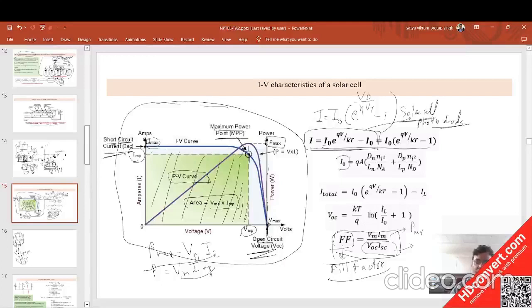So this I naught is the reverse saturation current. Reverse saturation current is such that the minority carriers flow from the n side to the p side, or the p side to the n side, when the current is increasing. That is the reverse saturation current, and it depends upon the length. Length in what sense? Let me explain.